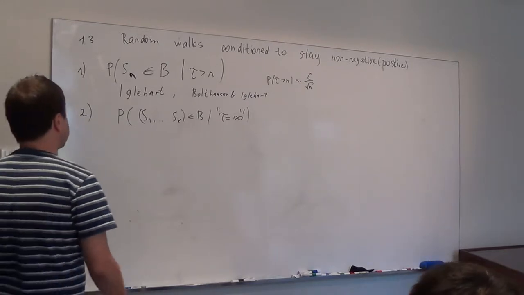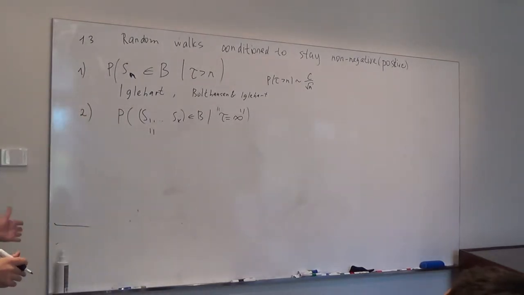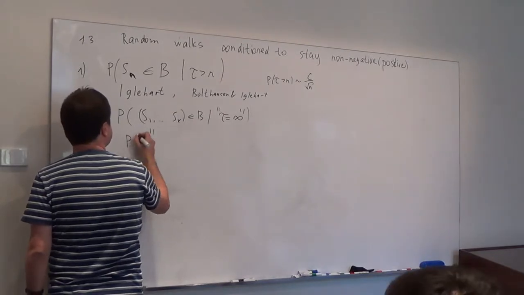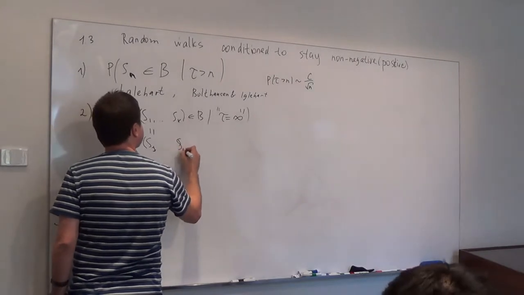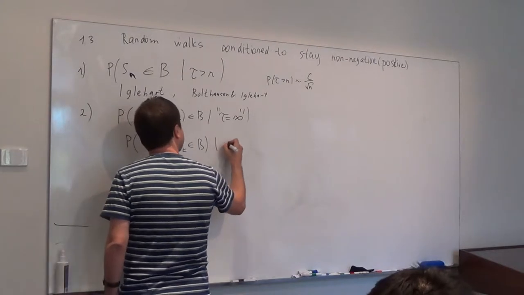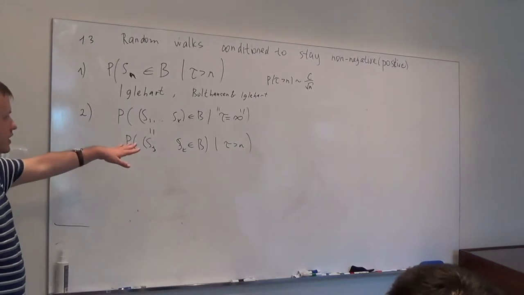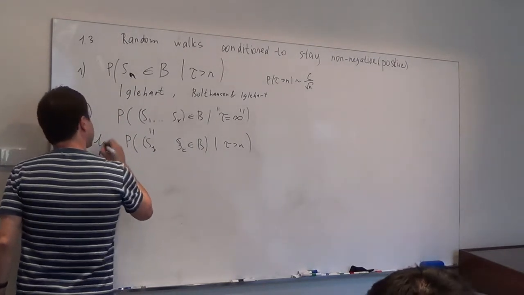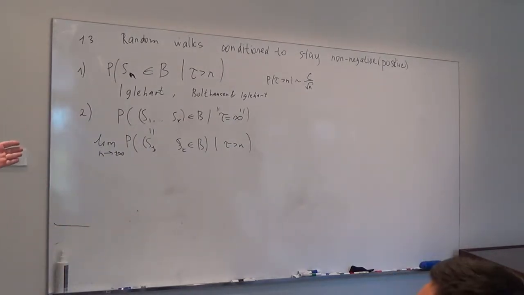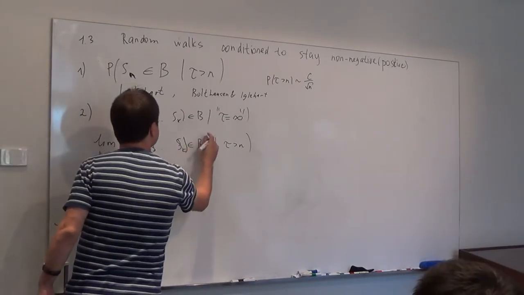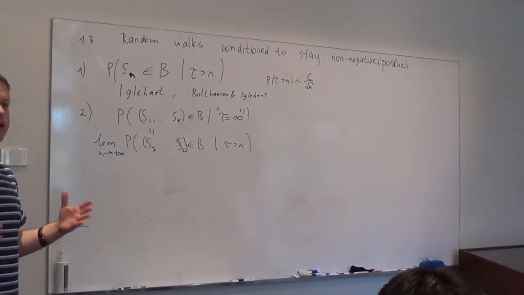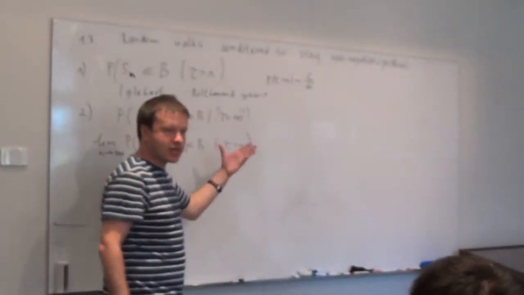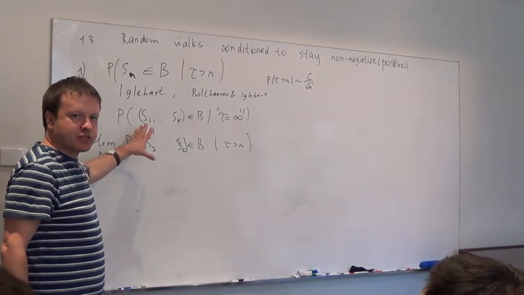So the way to see it, you can think about this as a sort of limit. You can apply a limiting procedure, and then you can define the probability that (S_1, ..., S_k) belongs to B, given that tau is greater than n. So look at this event, and now you send n to plus infinity. And now you want to say something about the finite dimensional distribution of this new object, right? And that will be the second type of conditioning of the random walk, and that's what I'm going to discuss now.